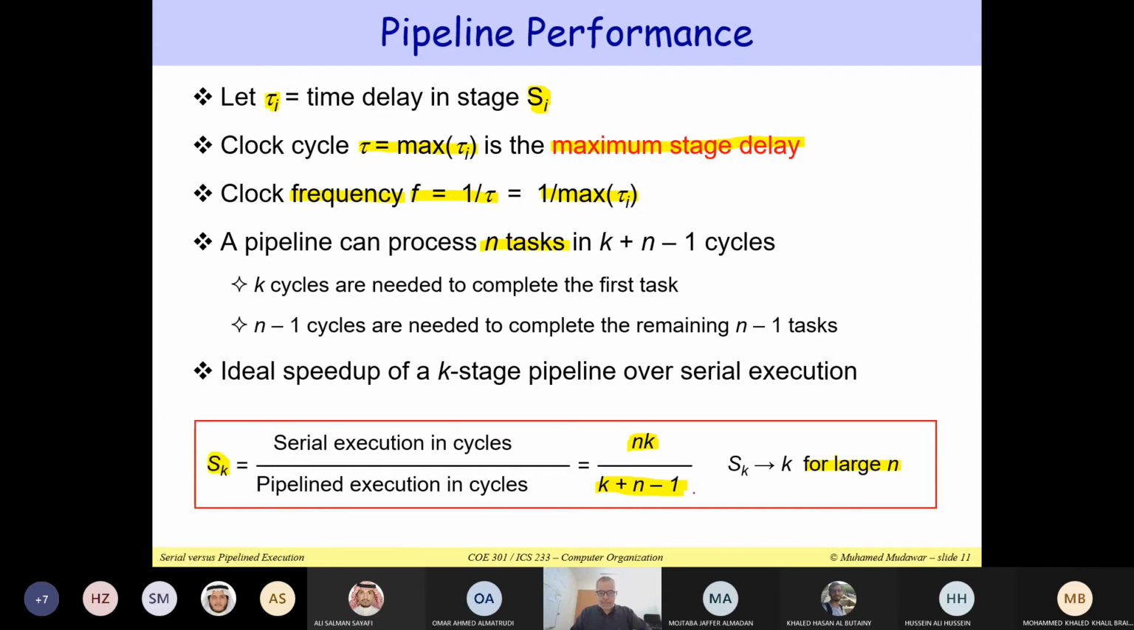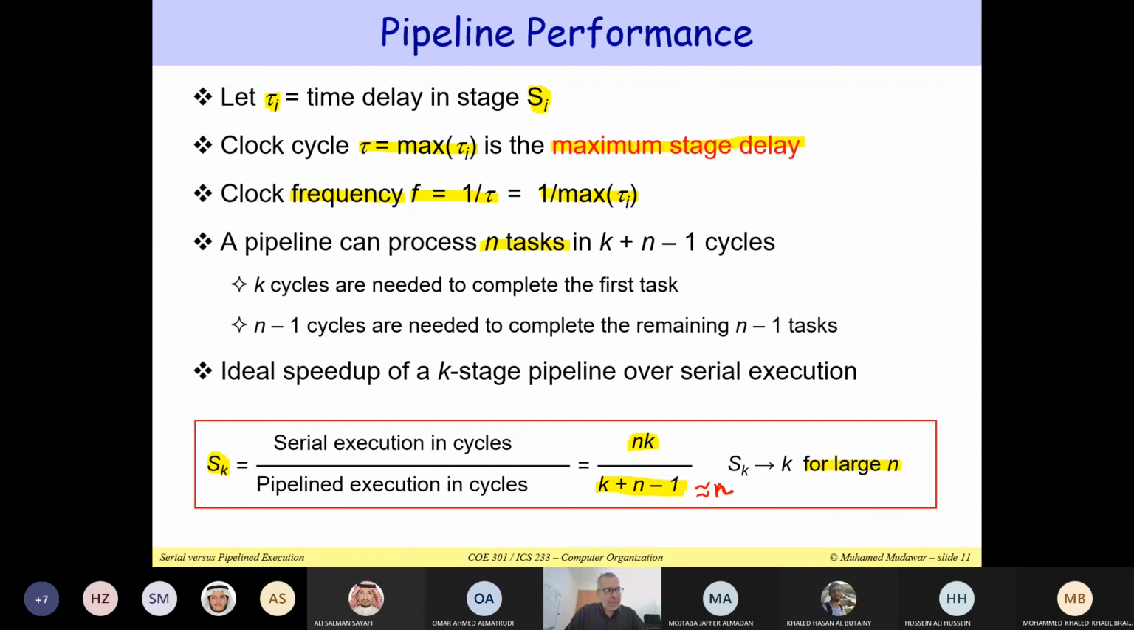we can approximate this. Let me write it down here. k plus n minus 1 is approximately equal to what? n. So we say that in the limit, mathematically, as n goes to infinity, remember mathematics, the limit. As n grows, we don't really have to take it to infinity. We can just make it large.